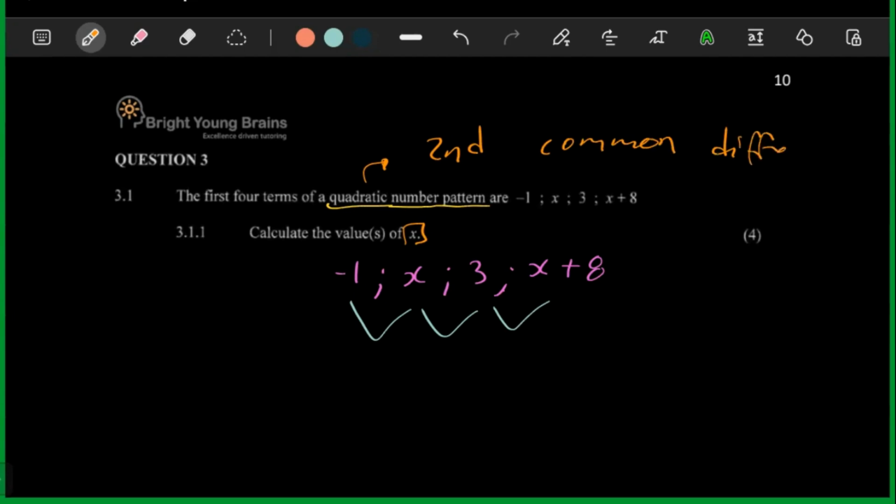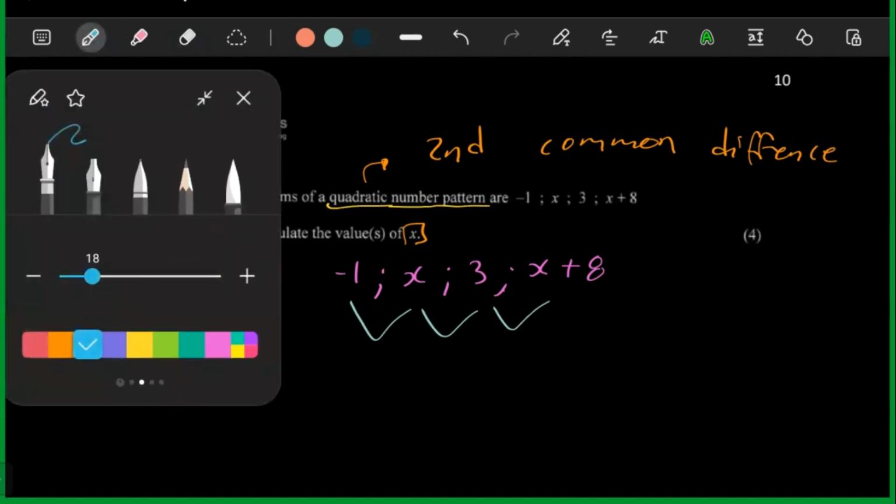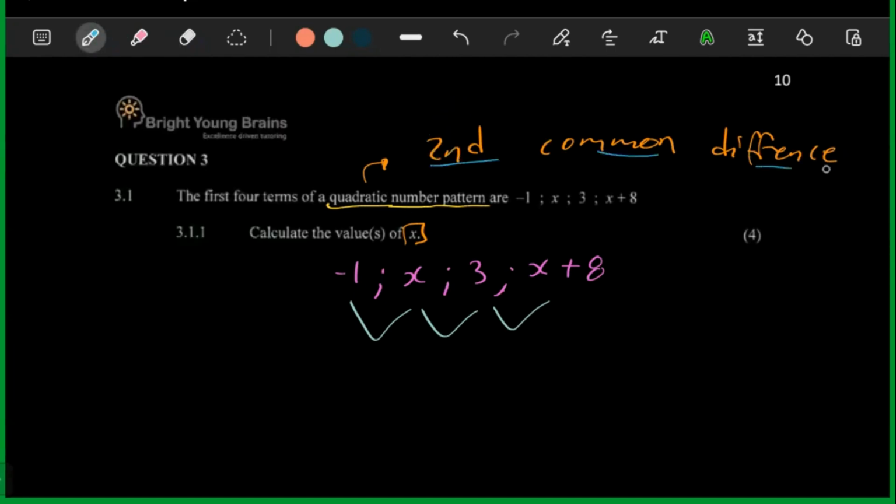So when you solve for something, you need to find a way of creating an equation. Now the equation we're going to create here is based on the fact that the second common difference is equal. When I say common, I'm already saying it's equal. So let's just say the second difference is equal, or the second difference is common.